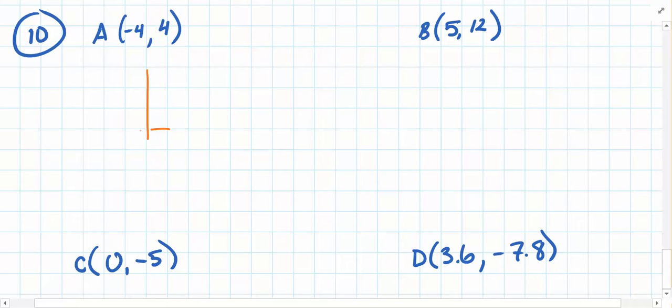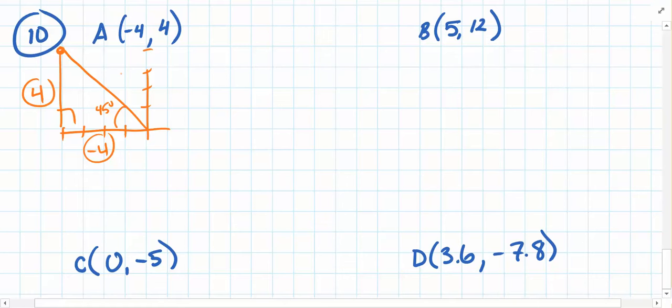So it would look something like this. I'd go -4, 1, 2, 3, 4, and then 4, 1, 2, 3, 4. So I would have this point over here. If I draw that triangle here, this is worth -4, this is worth 4. So I know that this is a 45-degree angle because these sides are the same. So all I really need to do is figure out the r. I'm thinking of vectors. The r, so the distance of this thing.